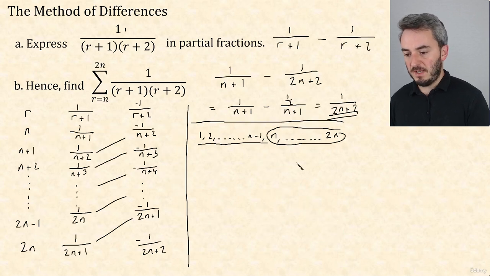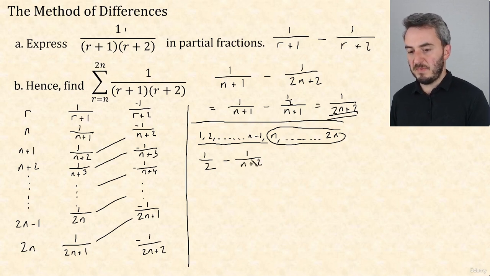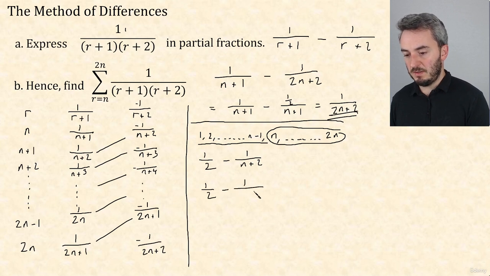Okay, I'll just take a note of that here. So that's a half minus 1 over n plus 2. And I'd be subbing in first 2n and then n minus 1 and subtracting. So if I replace the n with 2n, I get a half minus 1 over 2n plus 2.